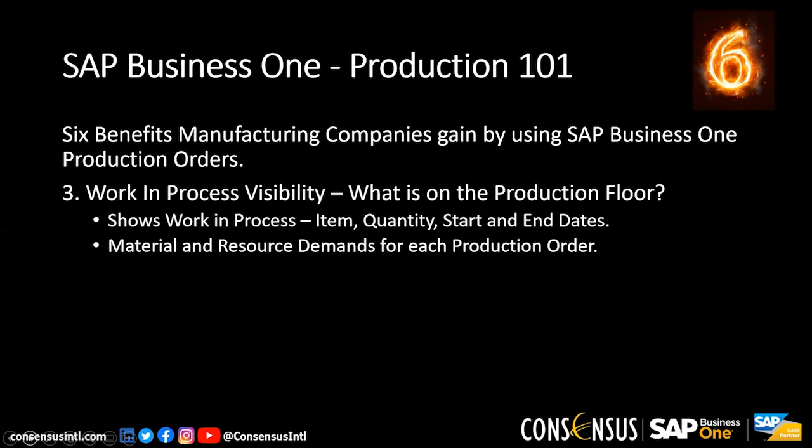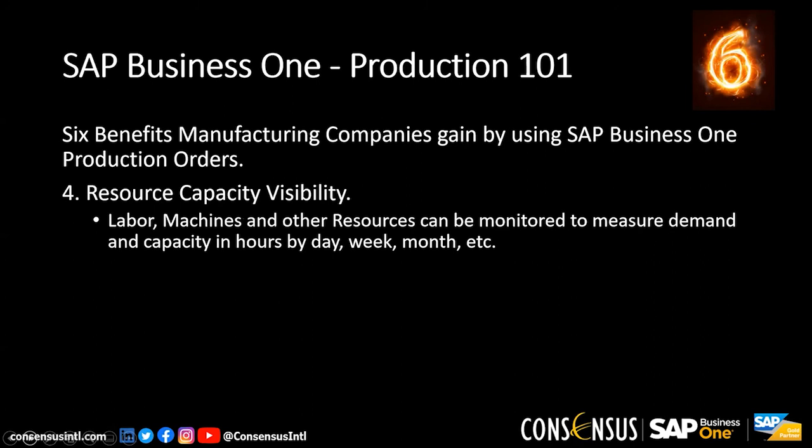Work in process visibility. This is huge for the production facility and manufacturing. It's just going to show you what's on the production floor. It will show you work in process, your item quantity, start and end dates, as well as material and resource demands for each production order. Resource capacity visibility. Labor and machine time and other resources can be monitored and measured to look at their capacity by day, week, month, etc.